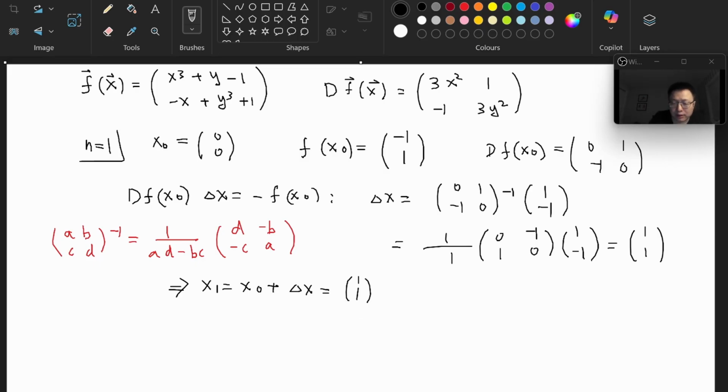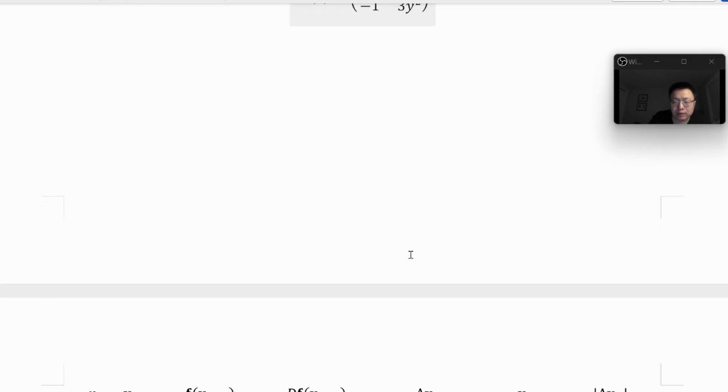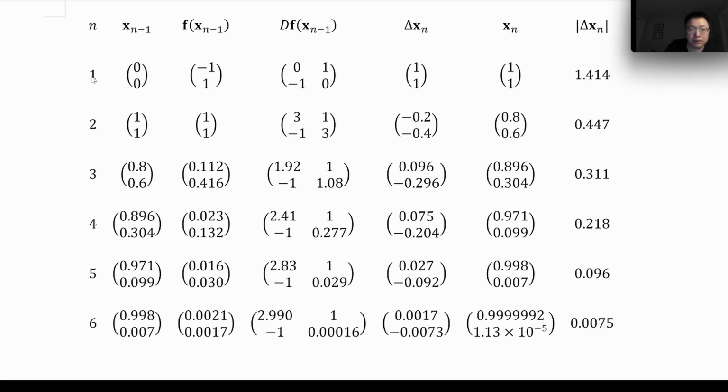Okay, so let's go back to our table and see the results. We have n equal to 1. The initial guess, that is x0, is (0, 0). And this is the function value, the Jacobian value, the Newton step delta x, which is (1, 1), and the update, which is (1, 1). And finally, we give the size of the step, because we need this to determine whether we stop the algorithm.